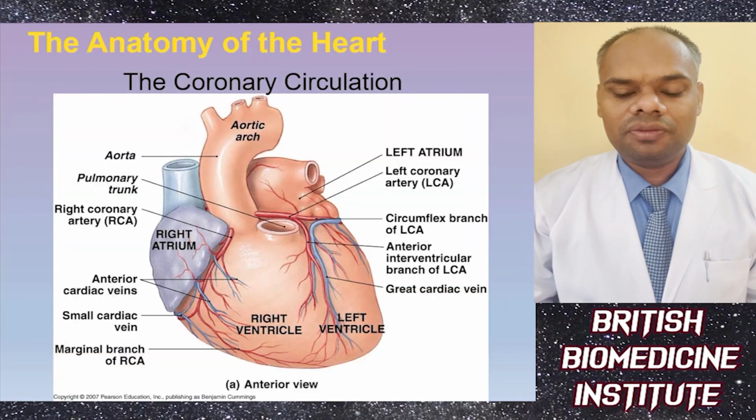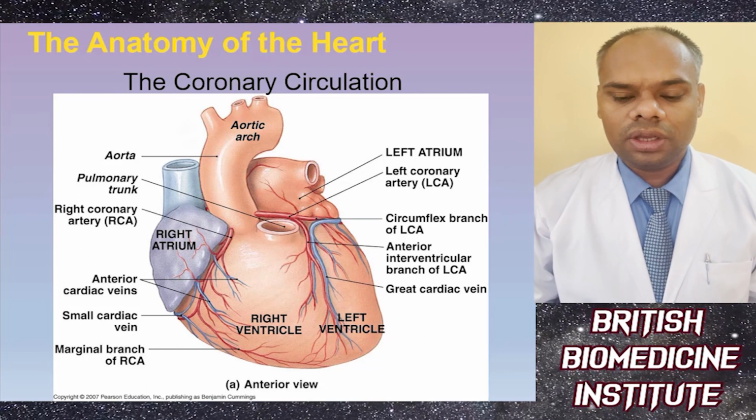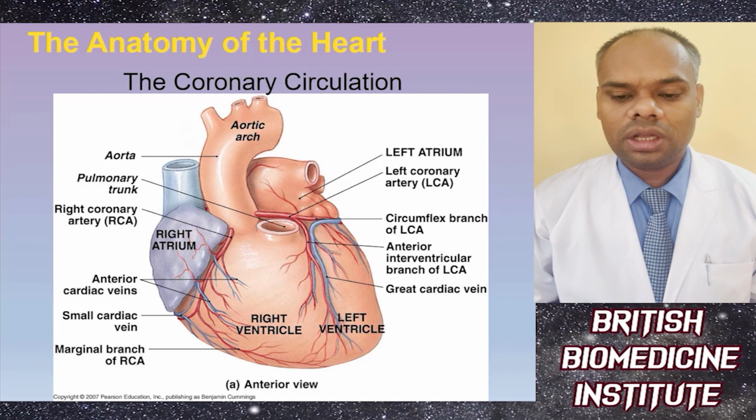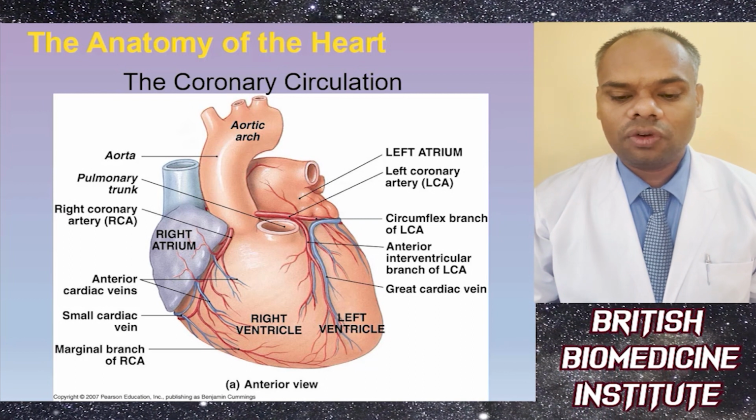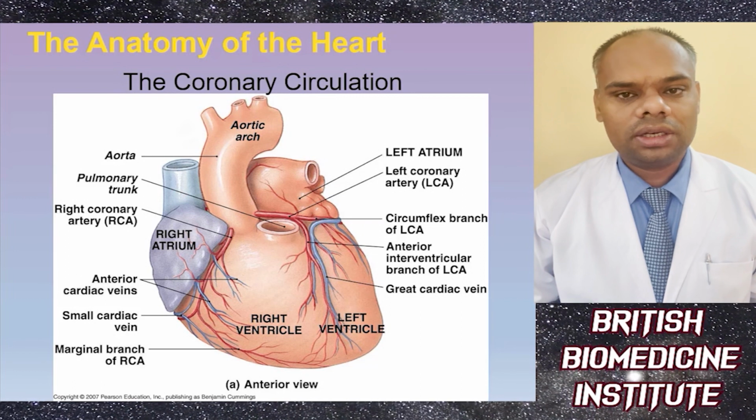So this is the anterior view of the coronary circulation, where blood will be flowing from the left auricle to the left ventricle, and from the left ventricle to the right ventricle and to the right atrium, and it will be out.